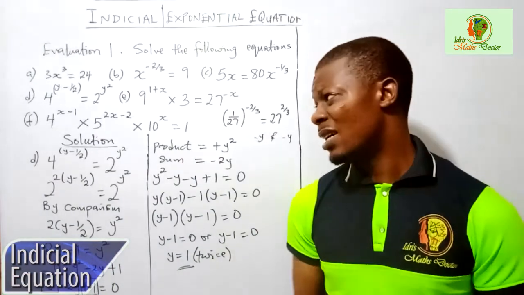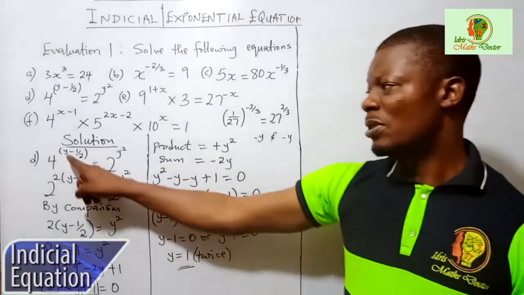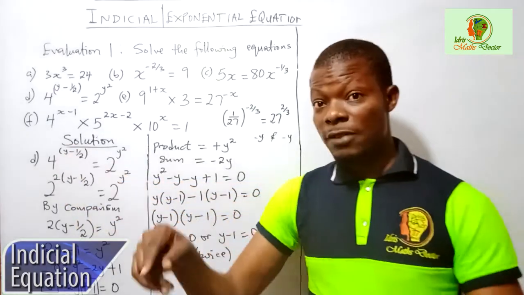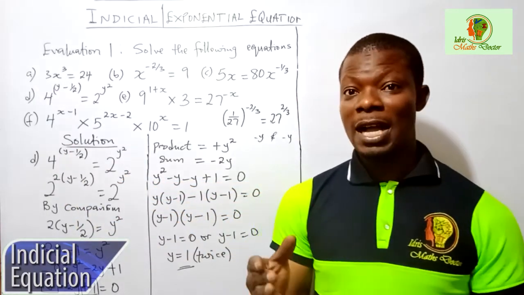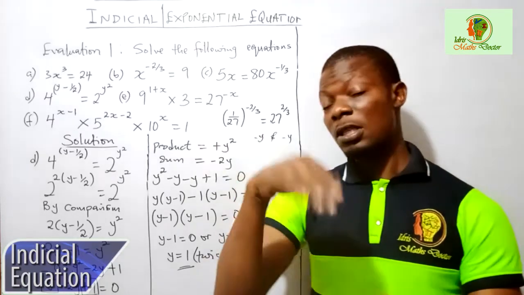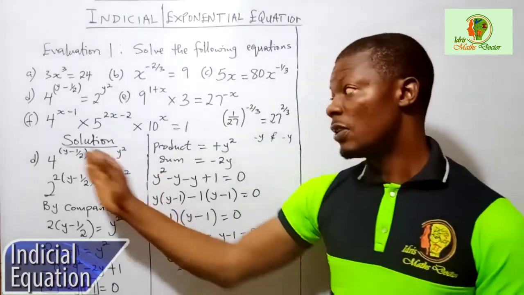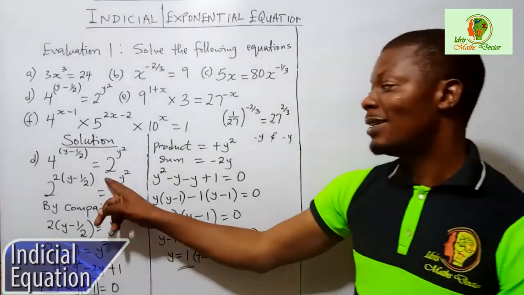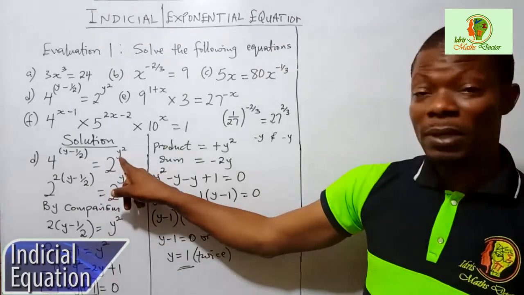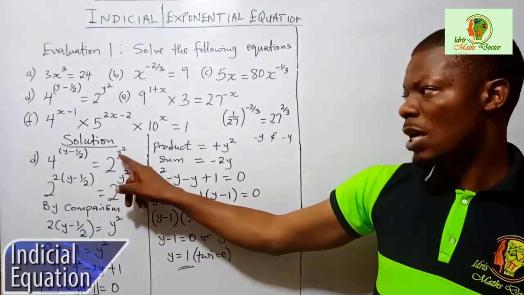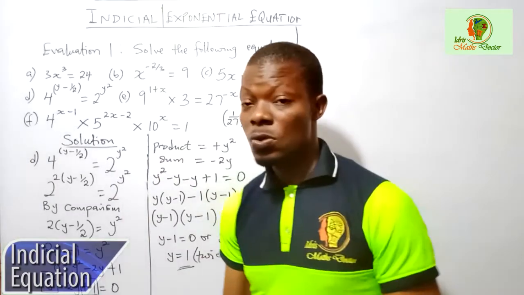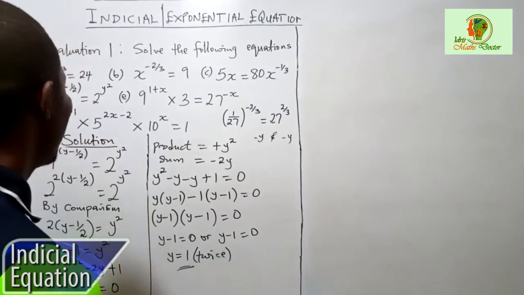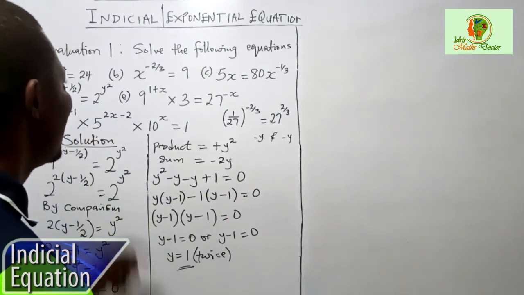Now we can check whether we are right. If you pick 1 and put it here, 1 minus half is going to give us half, and 4 raised to power half, when you apply the law, is the same as the square root of 4. So the left hand side is 2. That is it. When you look at the right hand side, if you substitute 1 in place of y, we are going to have 1 raised to power 2, which is 1, and 2 raised to power 1, which is 2. Both sides are equal.